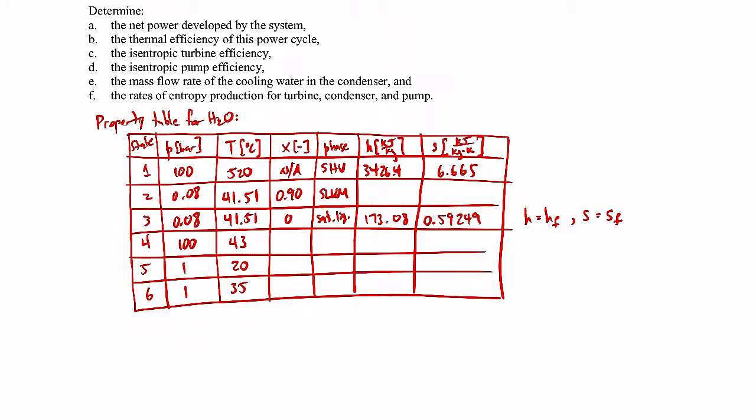To find state 2, we have to make use of our expressions for dealing with saturated liquid vapor mixtures. So it'll look like this for the specific enthalpy. So this would be like h2.